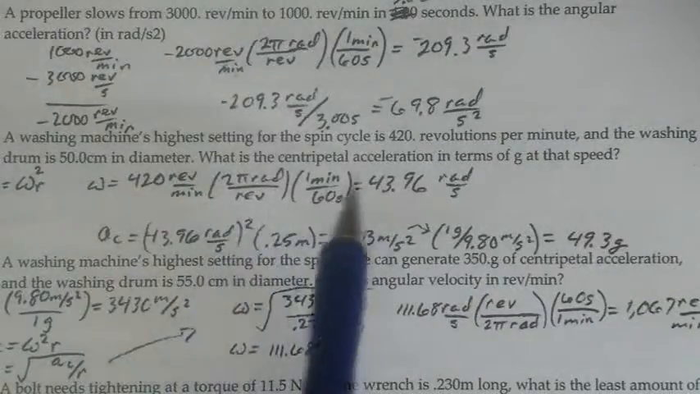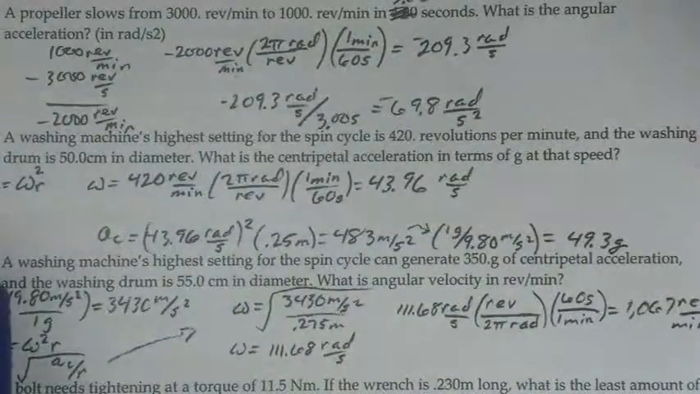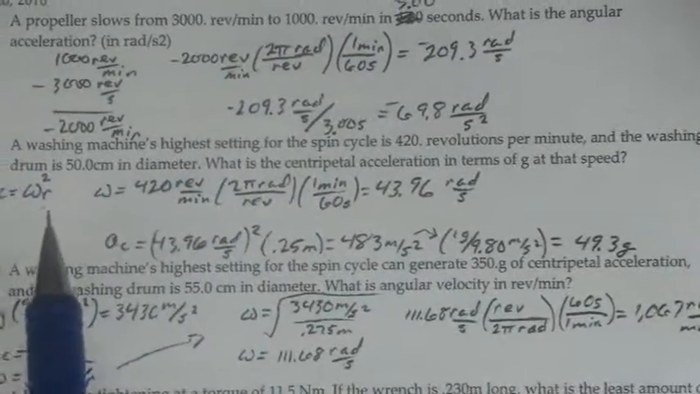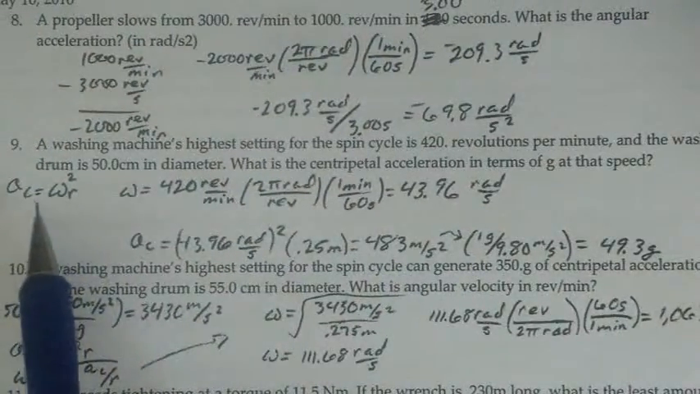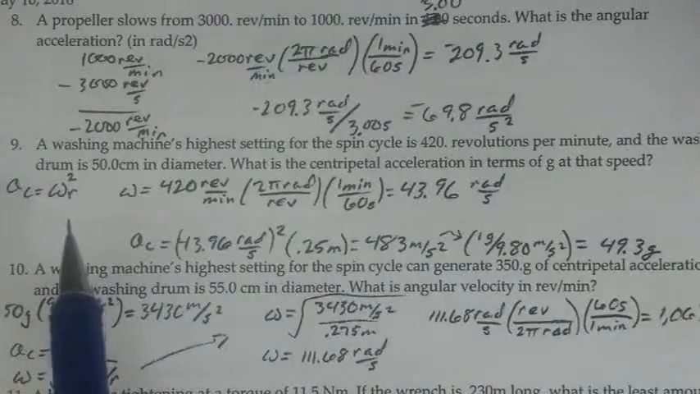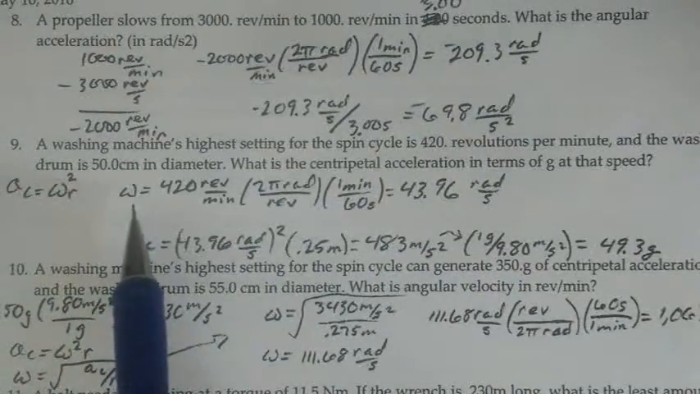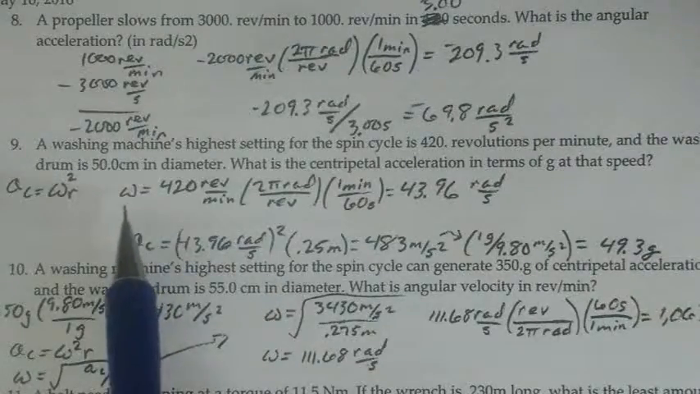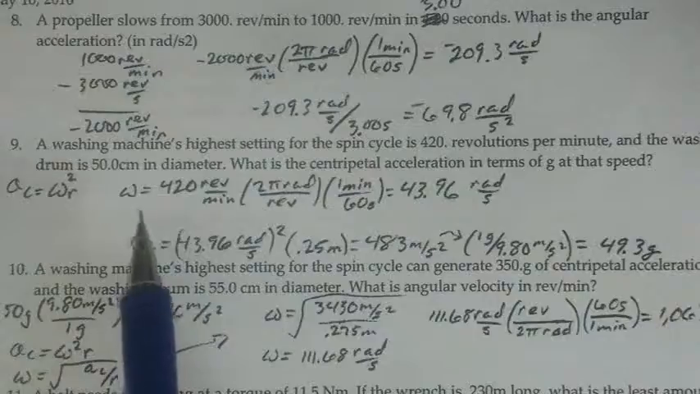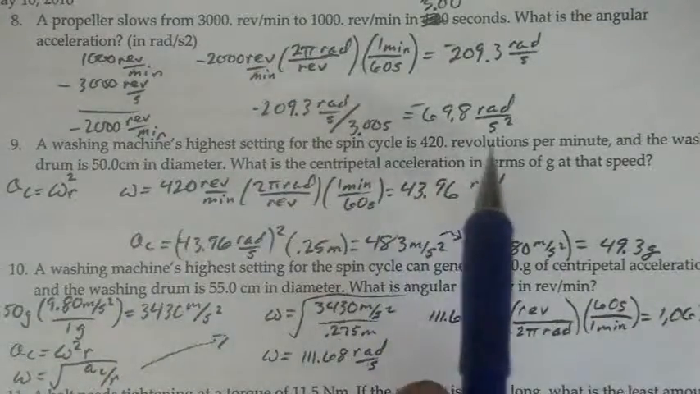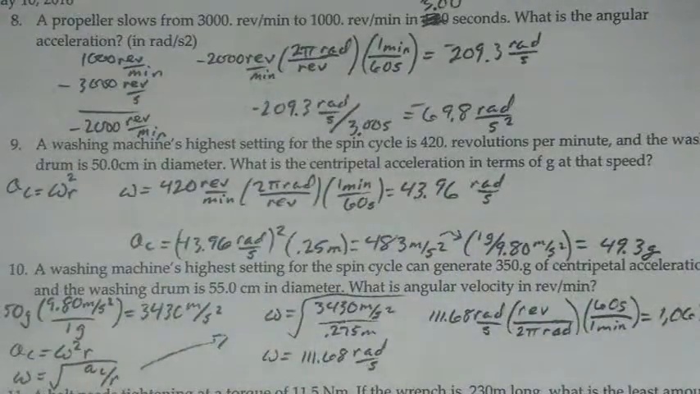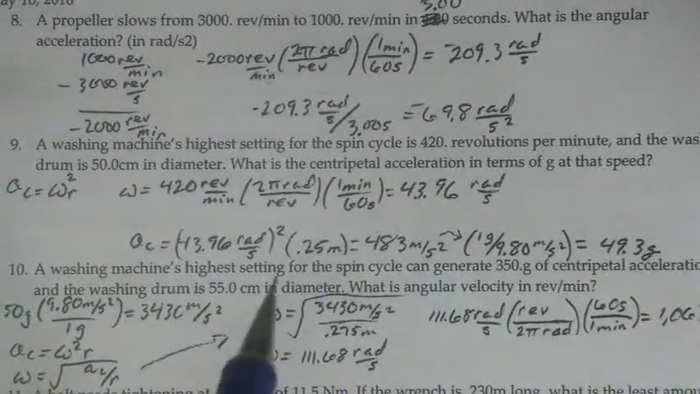Number 9, what's the centripetal acceleration in terms of g? Well, we need the acceleration centripetal toward the center formula, which is, of course, on the equations page. This is lowercase omega, and it is the angular speed, the angular velocity. Well, what was it? It's 420 revolutions per minute. That's how fast it's going around at an angle in a circle.